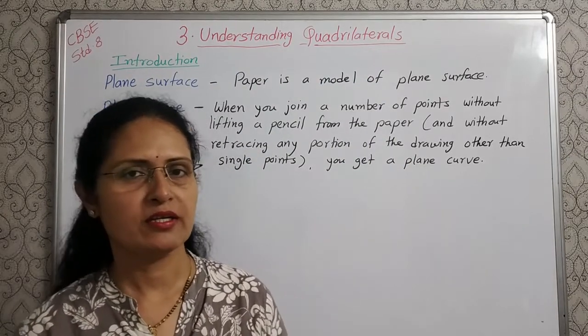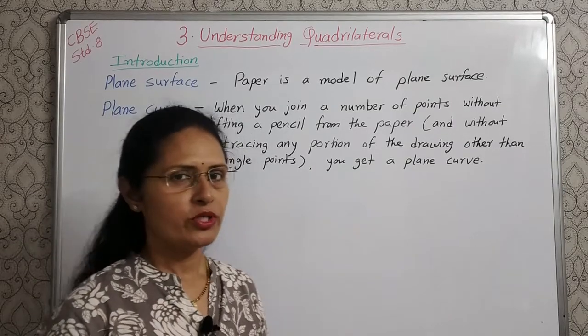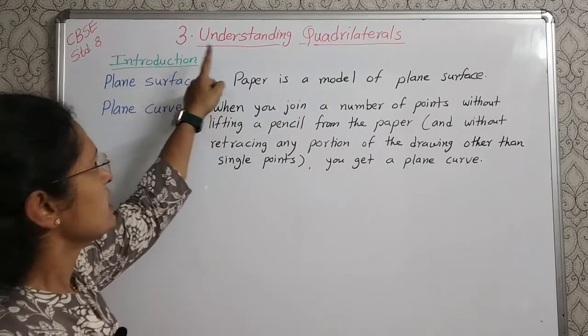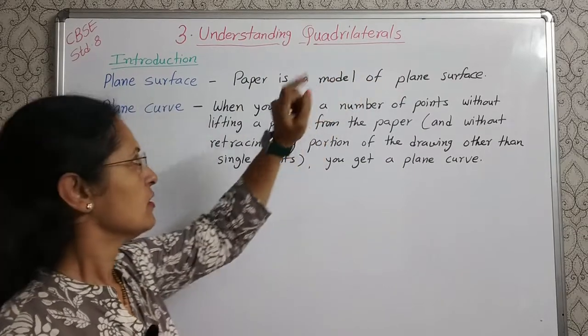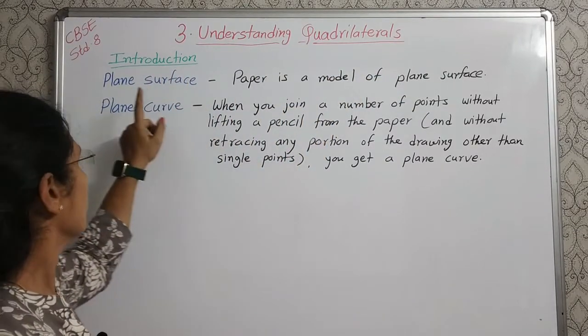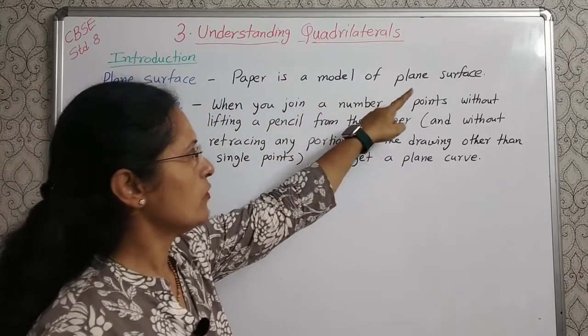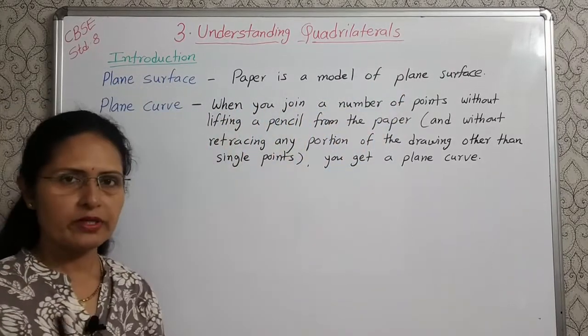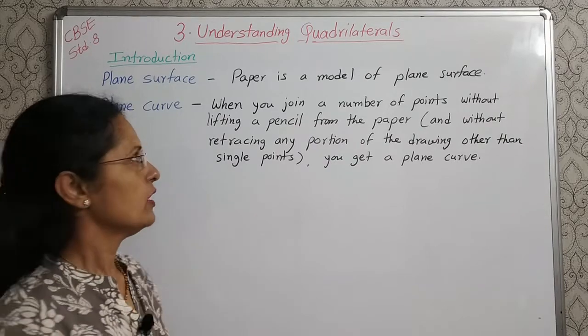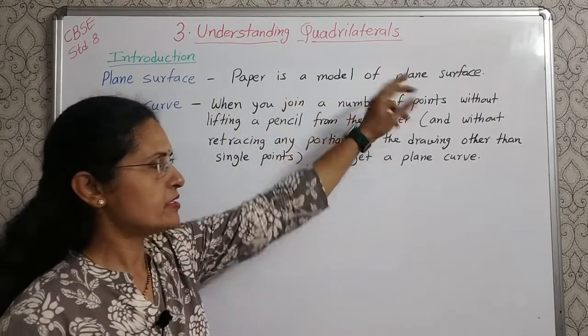I am Nilima Patil. In this video, we are going to start chapter number 3, Understanding Quadrilaterals. First, introduction. See, plane surface. Paper is a model of plane surface. So the paper which you use for writing is an example of plane surface.